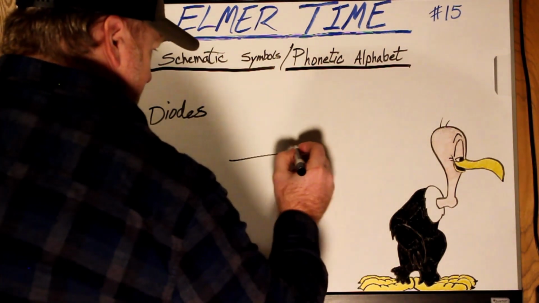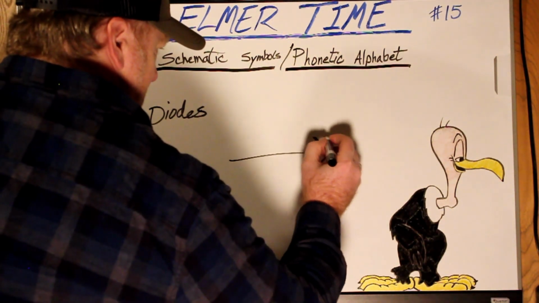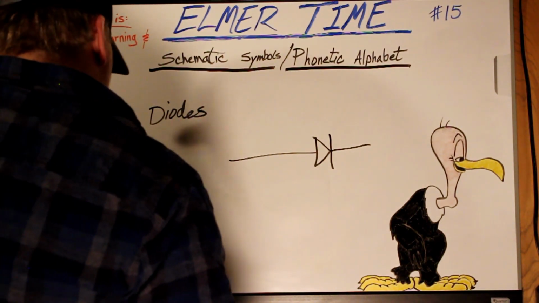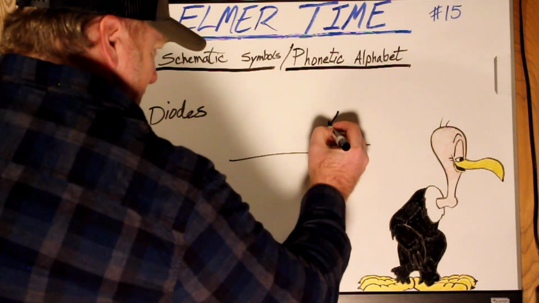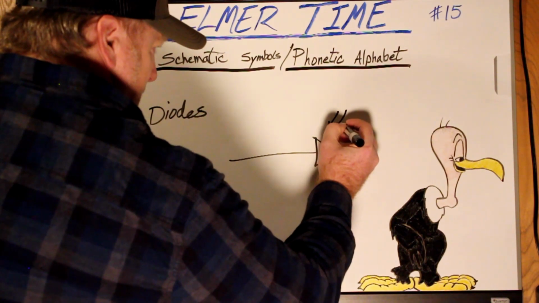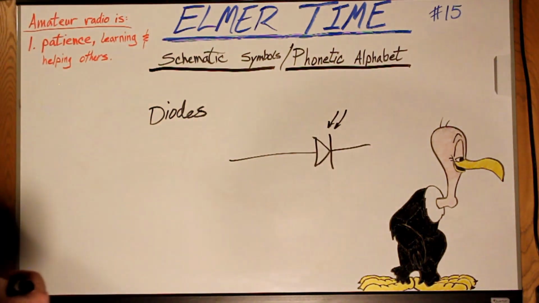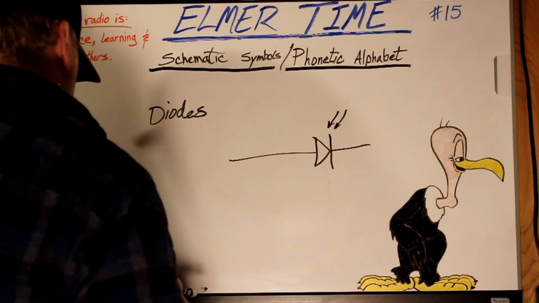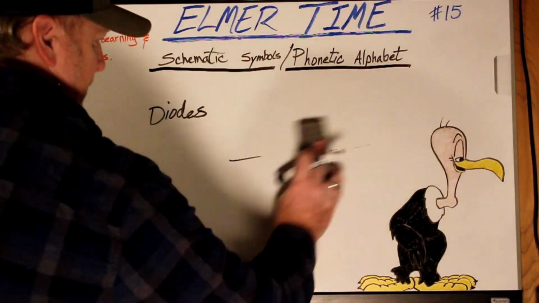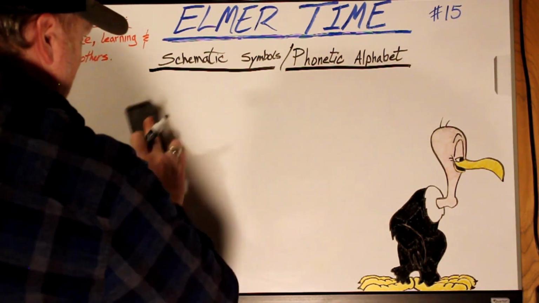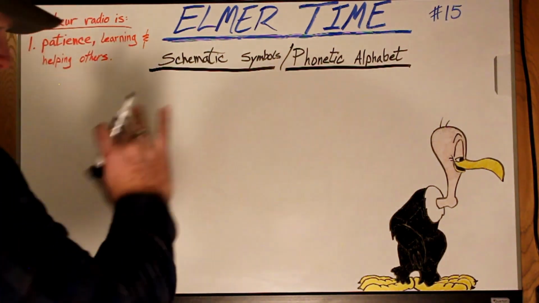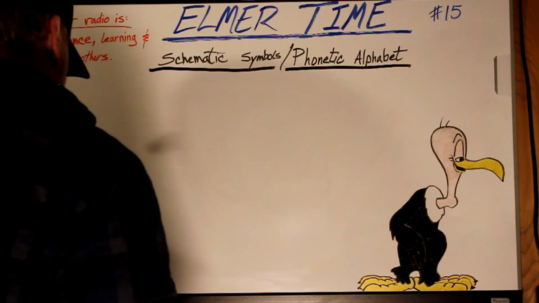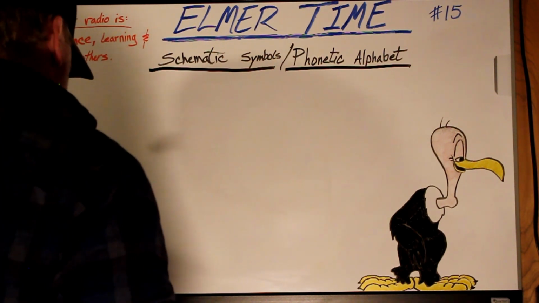There's also a photodiode, meaning it changes its value depending on how much light is coming in. Anyway, there's so many different types. That's just the basics. Okay. Let's try a transistor.